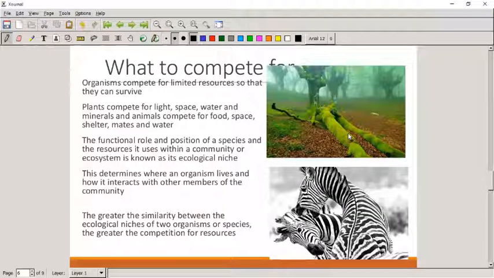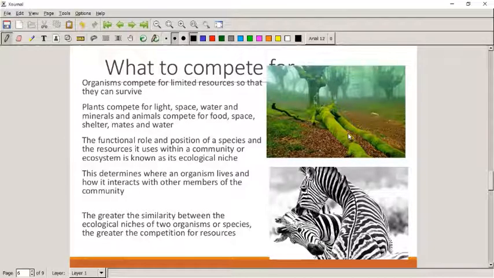Organisms compete for limited resources that they need to survive. So plants compete for light, space, water, minerals, and animals compete for food, space, shelter, mates, and water. So please don't think that there's no competition involved when we're talking about plants. They compete for sunlight, they compete for water, and that's one of the main problems when we bring in alien species, as you'll see later this year when we go through human impact. Now, that doesn't mean species from Mars. That means species that are not indigenous to a country.